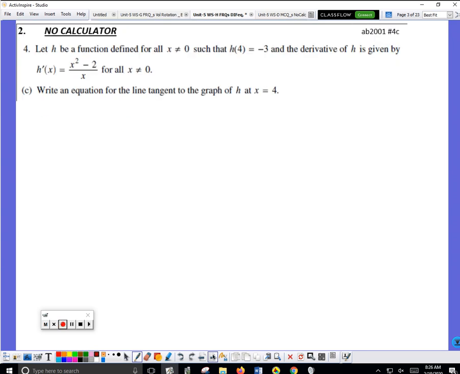Okay, look at number 2. Number 2 says, write an equation for the line tangent to the graph of h at x equals 4. Whenever you see the words, write an equation of the line tangent, you should draw my favorite picture, like this. A bit of review here. So it says an equation for the line tangent to the graph of h, so this is h. x equals 4 is right here. I don't know this value, but I can use a symbol to represent the value. So like that.